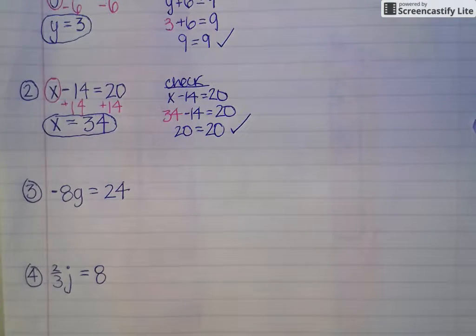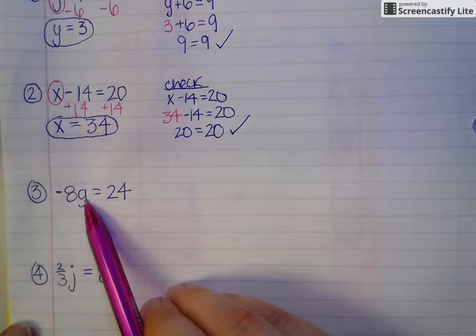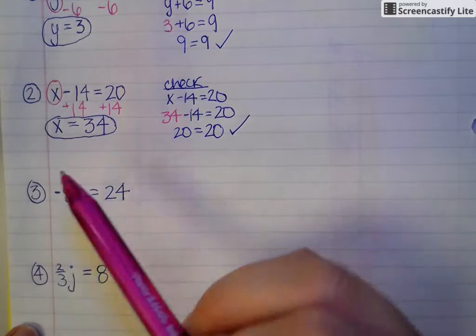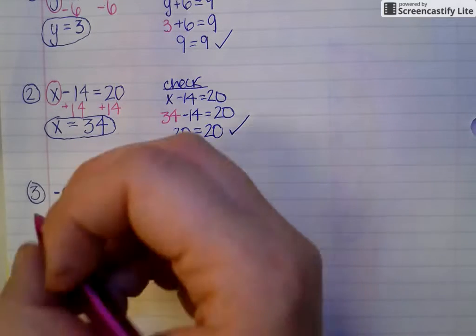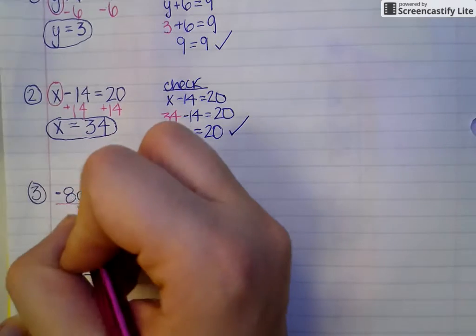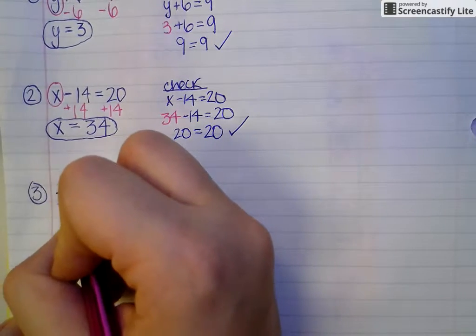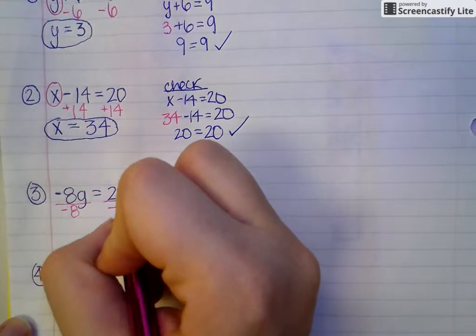Now, if you notice this next one, if a number is next to a variable, it is multiplication. So we know that for multiplication, the inverse operation is division. So what you're going to do is divide. To get rid of multiplication, you're going to use the inverse operation of division. You're going to divide both sides by -8.